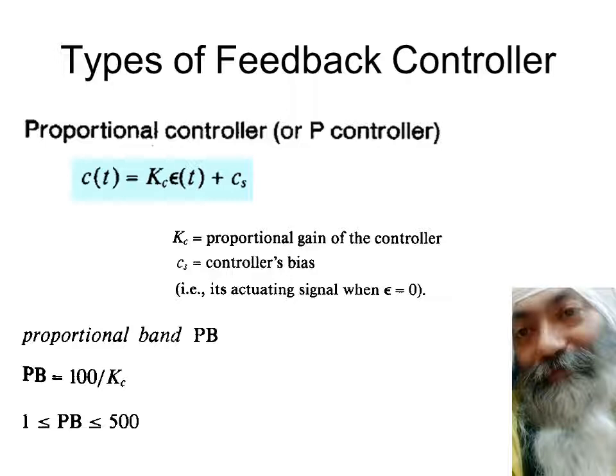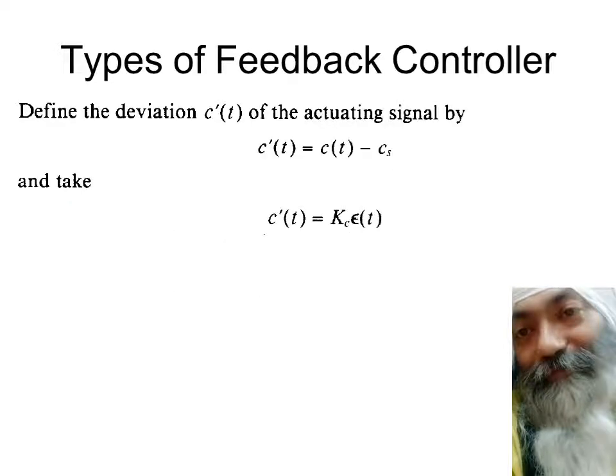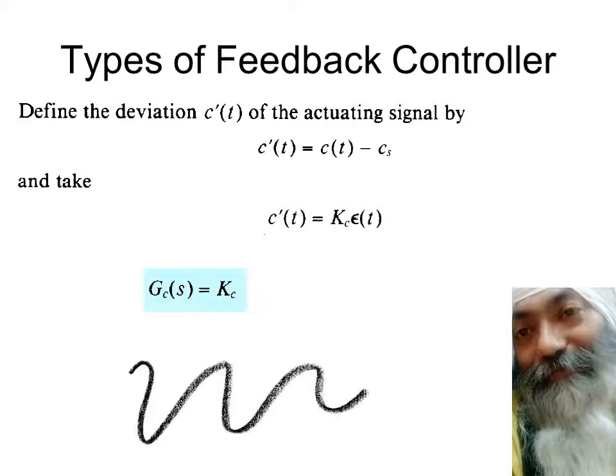But right now, be very clear, this is the proportional controller equation. Again, as I told you, in terms of deviation, you get it like this and you take the Laplace transform, and the transfer function will be simply Kc. C dash of s divided by epsilon of s, output upon input, will be simply Kc. As simple as that. Nothing more. No more discussion on this.